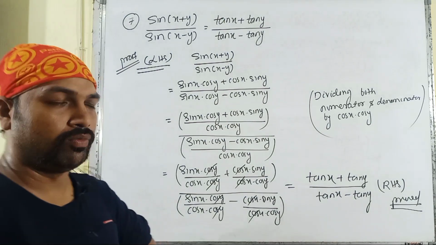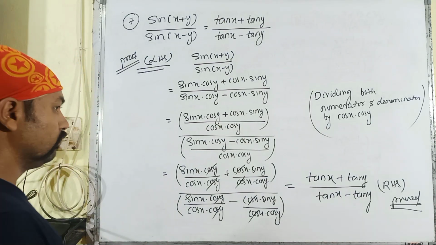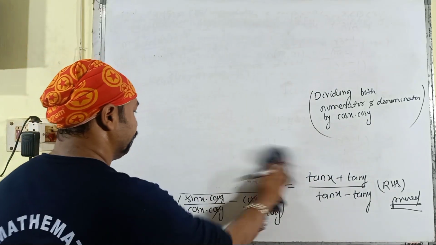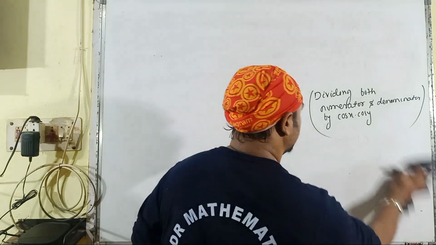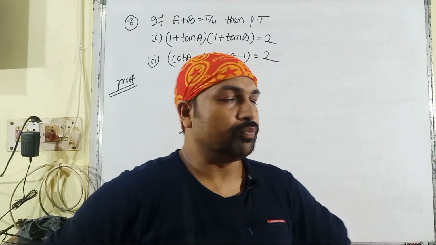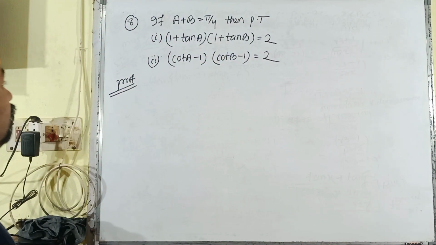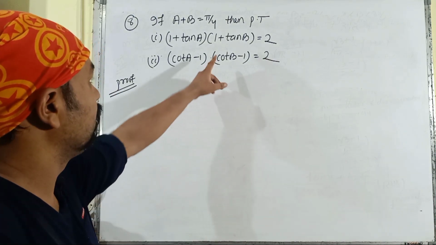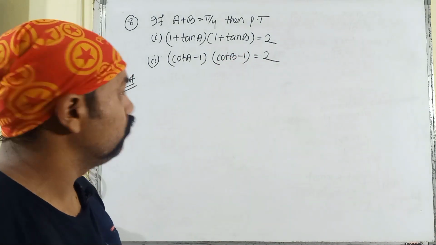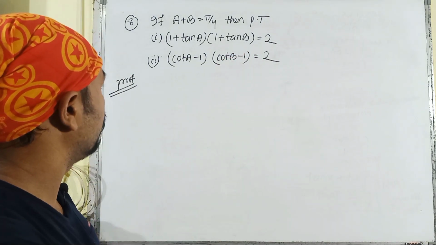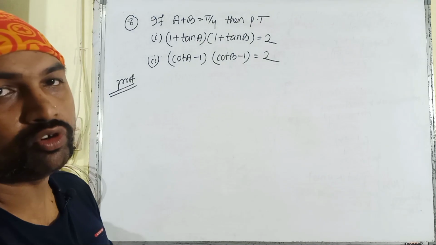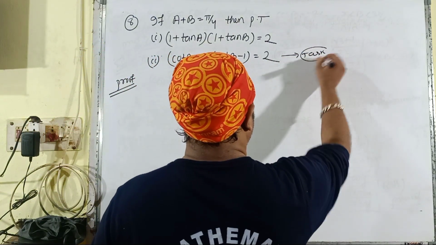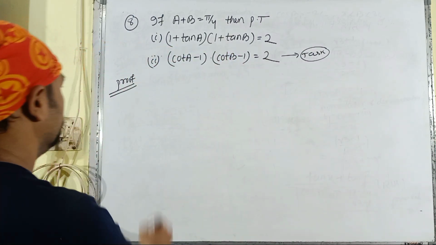Now let us go through the problem number 8. Here it is given that if A plus B is equal to 5π by 4, then we have to prove that (1 plus tan A) multiplied with (1 plus tan B) is equal to 2. And in the second part, (cot A minus 1) multiplied with (cot B minus 1) will be equal to 2. And this will be the task for you. I will prove the first one here.